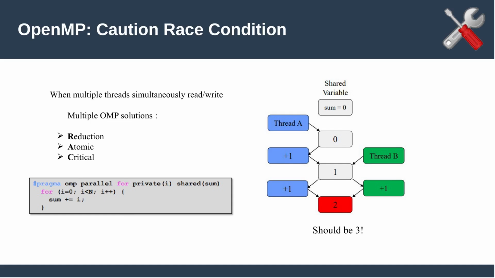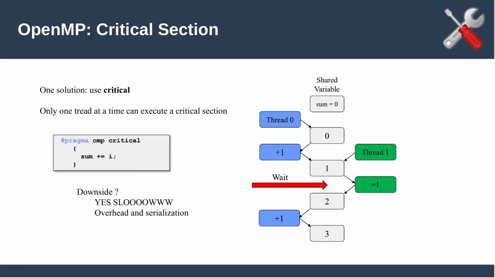OpenMP offers solutions like reduction, atomic, and critical sections to manage these issues. Reduction combines results safely, atomic ensures operations are indivisible, and critical sections allow only one thread to execute a block at a time. Using OpenMP's critical section ensures only one thread executes a section at a time, preventing race conditions.